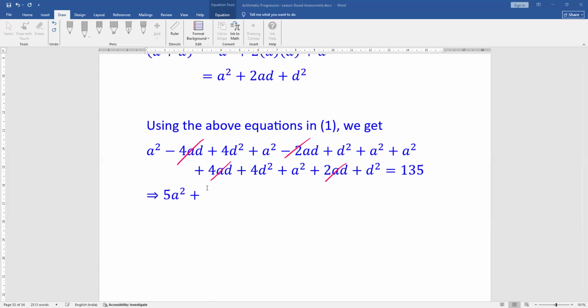Then what else you have? Then d square. You count d square now. 4d square is a 1 d square. 4d square plus d square will give you 5d square. Plus again 4d square plus d square, another 5d square. Totally, it is 10d square. 10d square, okay, equals to 135.